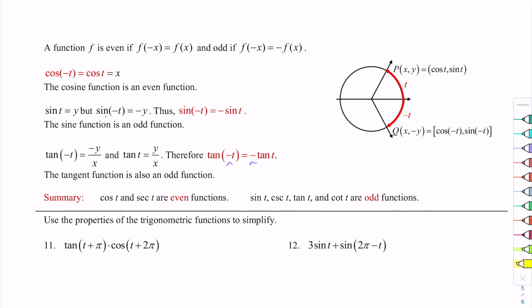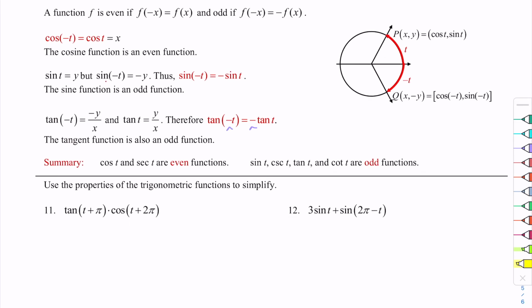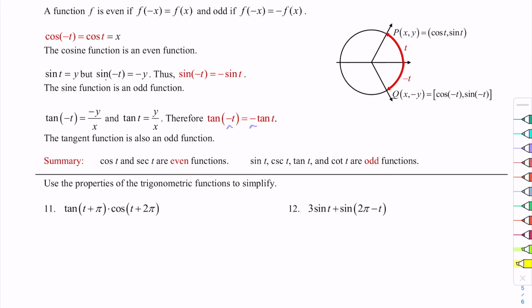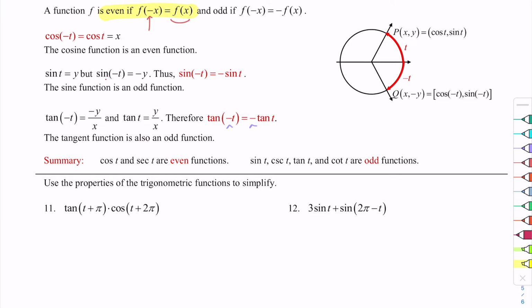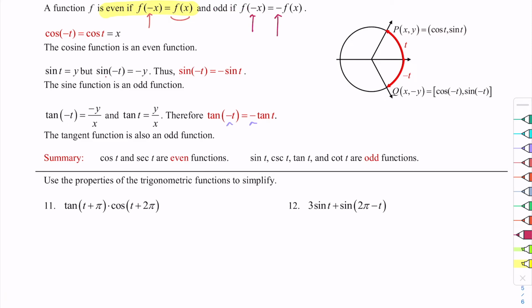So now we'll talk about a function that is even and a function that is odd. Let's recall those properties. If we evaluate f of the opposite of x, and that is equal to f of x, then we have an even function. If we evaluate f of the opposite of x and we get the opposite of f of x, we have an odd function.